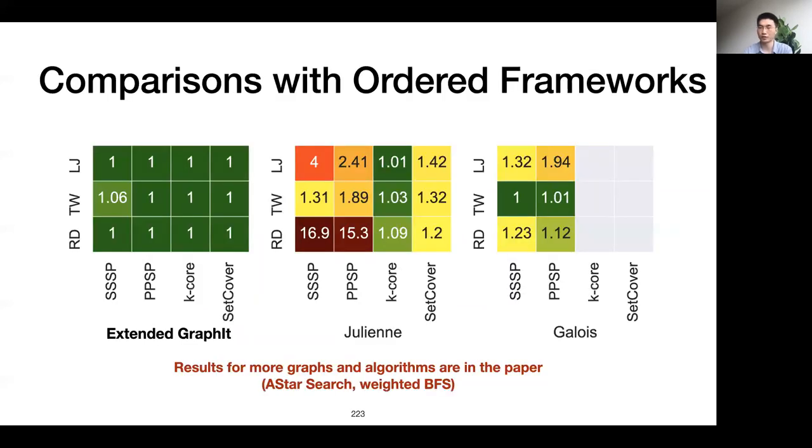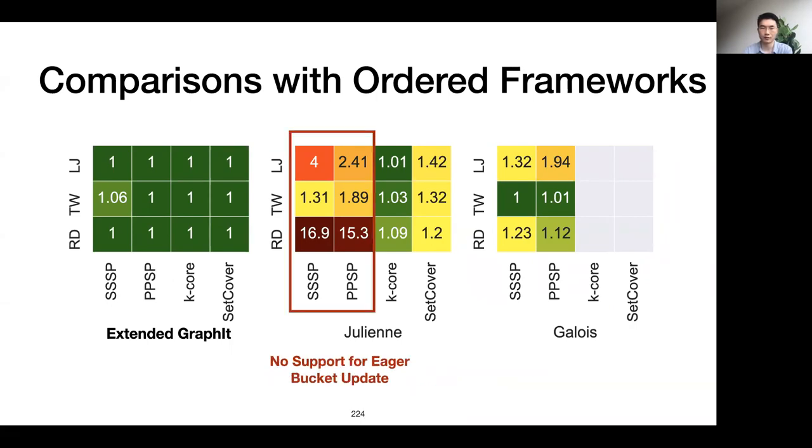And here again, we show the same heat map comparing with Julienne and Galois, which are the two state-of-the-art frameworks that actually support ordered parallelism. We show this for single source shortest path, in this case using delta stepping instead of Bellman-Ford as we have shown in the earlier heat map, and point-to-point shortest path, K-core, and set cover. In this case, we show that we're faster than Julienne, mostly because it supports only lazy bucket update, whereas we support both lazy and eager.